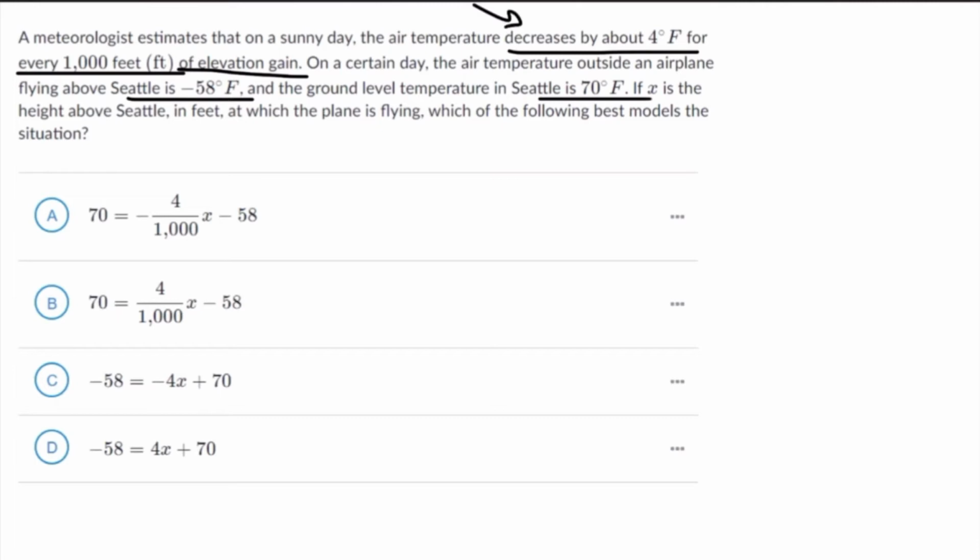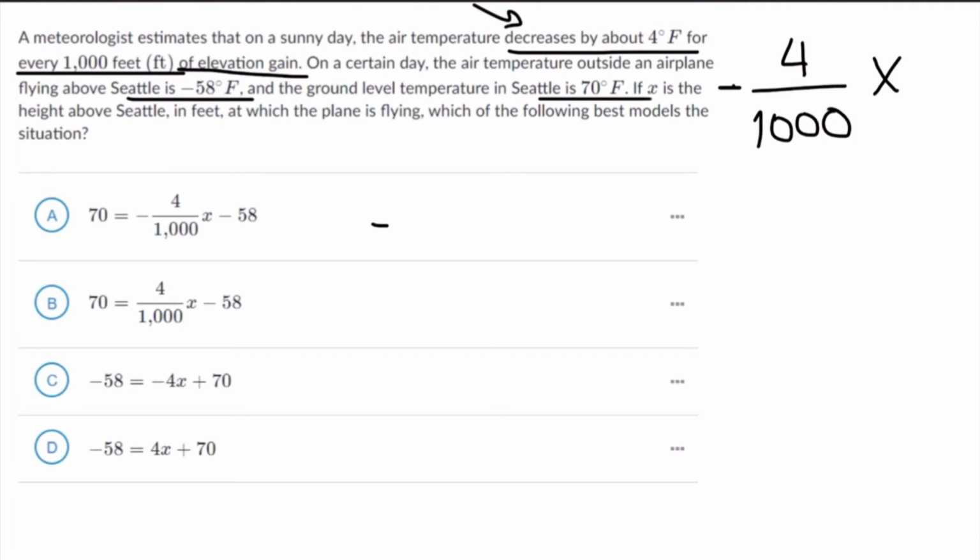Now, first thing I recognize is the slope, where they told us it decreases by 4 for every 1,000. And like we mentioned before, when they have a decrease for a number for every another number, we're just going to do that ratio. So decrease of 4 for every 1,000 feet. And it's a decrease, so it's negative. This is the slope right here, and this is for elevation height. So as we see here, we're just trying to find the equation that represents this, and we found the slope.